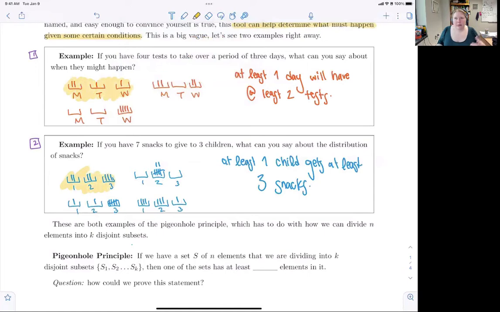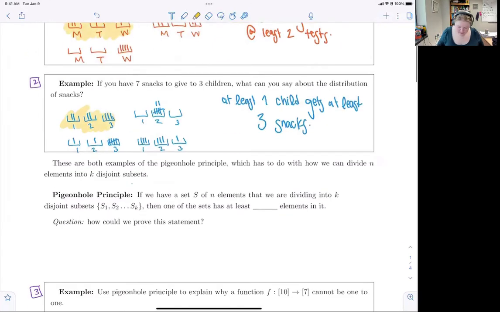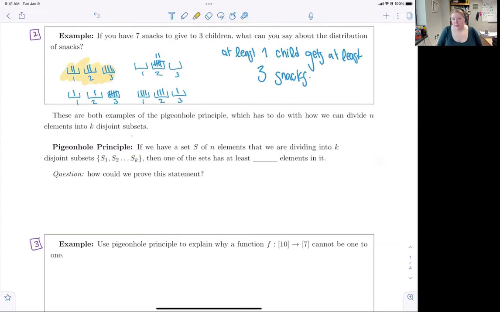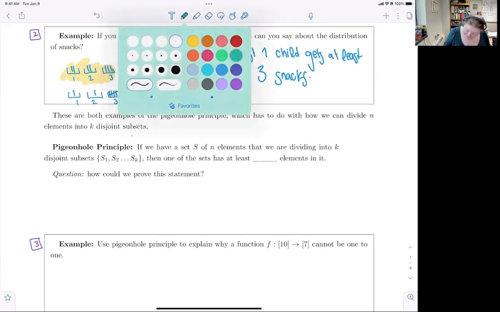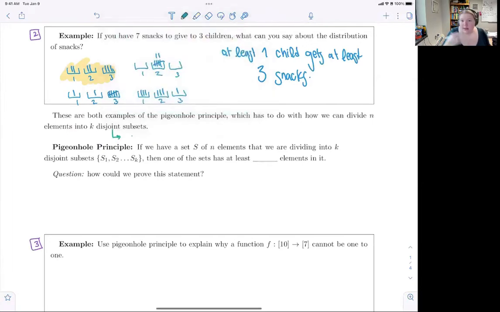What we're not going to do, but we'll at least talk about. So these are both examples of the pigeonhole principle in action, which basically has to do with how we divide n elements into k disjoint subsets. I don't know if we've seen the word disjoint lately, but as a reminder, disjoint means that they have no intersection.